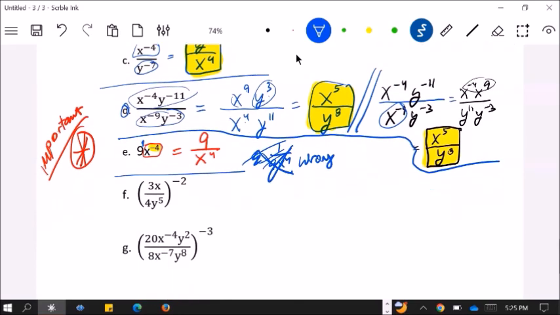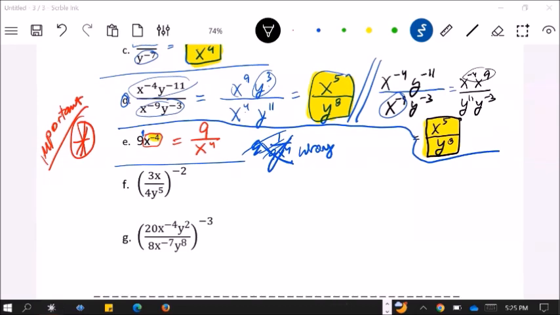Now, next thing here, letter F. Okay. I'm first going to clean up anything inside it if I can, and there isn't anything. So what I'm now going to have as my first step is apply the negative. And what I mean by that is that, watch what I write here in the middle.